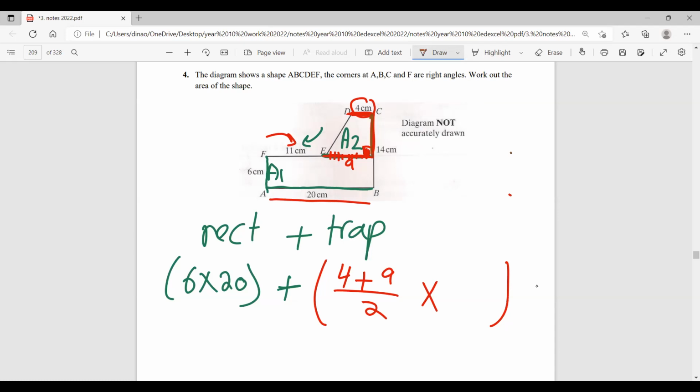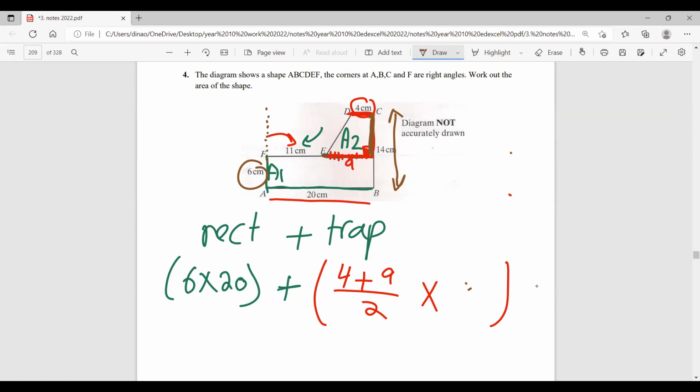Again, look for a parallel side, which is this one. Even if the side is not complete, you can extend it like this. From here to here is 14, and from here to here is 14. Remove the 6, so 14 minus 6 which is 8. And this is the height. Now I have made the rectangle and the trapezium.